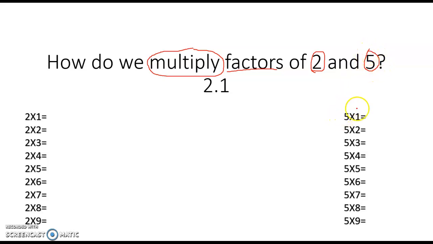Your factors are the two numbers that are being multiplied. So this is a factor and this is a factor. Factors of 2 and 5 are numbers that are being multiplied by 2 or multiplied by 5. So factors of 2 are 2 times 1, 2 times 2, 2 times 3, 2 times 4, anything multiplied by 2. Factors of 5 are anything multiplied by 5. 5 times 1, 5 times 2, 5 times 3, 5 times 4.